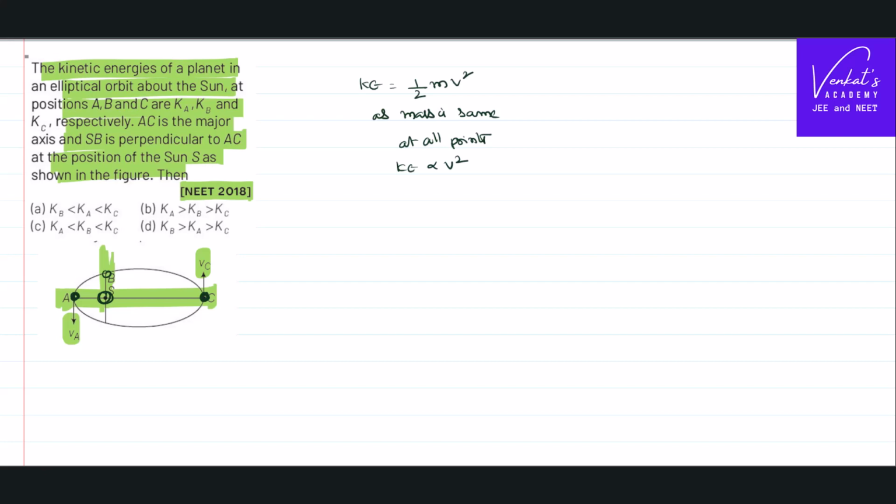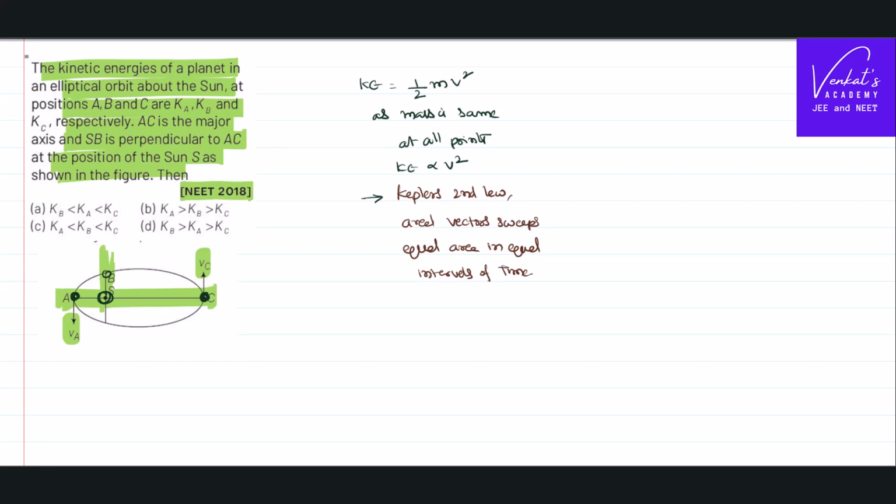Then there is a rule that we have learned in Kepler's laws, right? Kepler's second law tells you that the areal vector sweeps equal area in equal intervals of time. Let me explain what's the meaning of that, right?